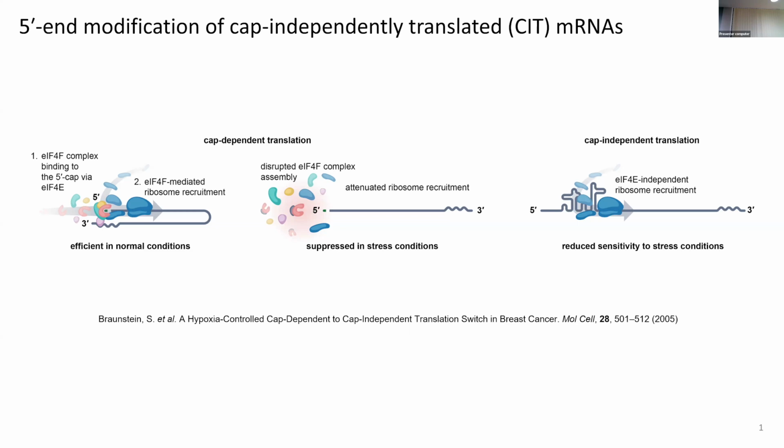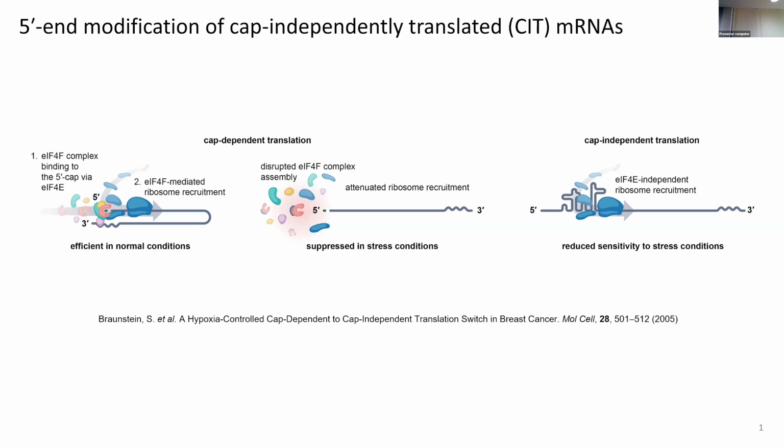In this mode of translation, the ribosomes can be recruited through an IRES, which is an internal ribosome entry site, a secondary structure on the mRNA that enables binding to translation factors and subsequent recruitment of ribosomes. So a cap is not required in this mode of translation. This mode of translation is resistant to translation inhibition under cellular stress.